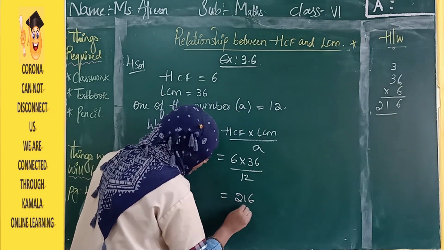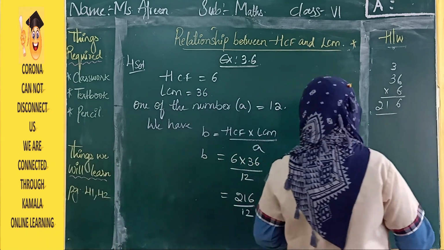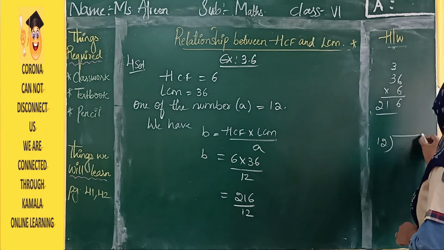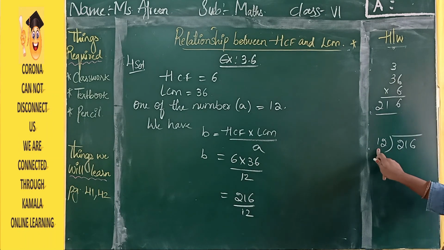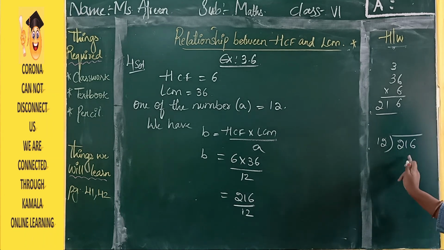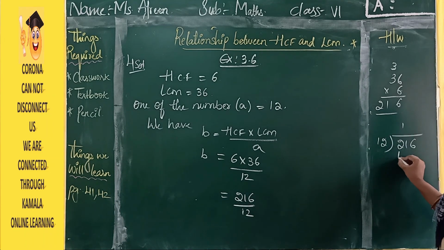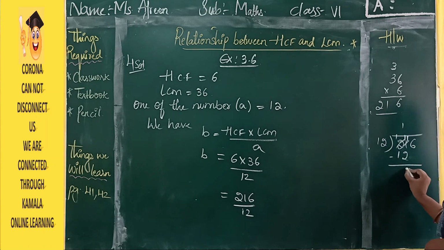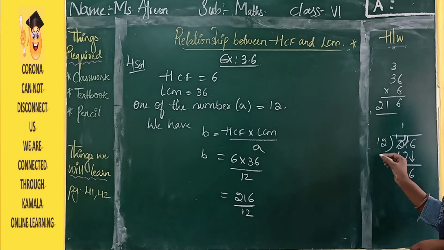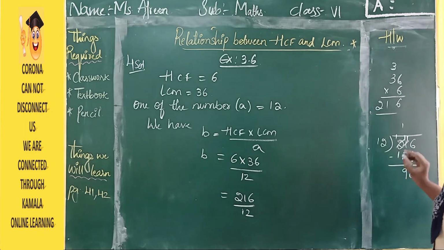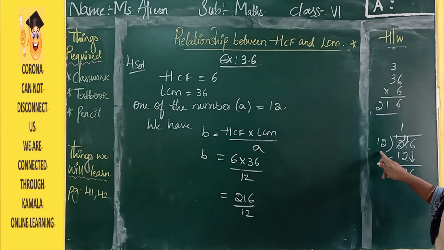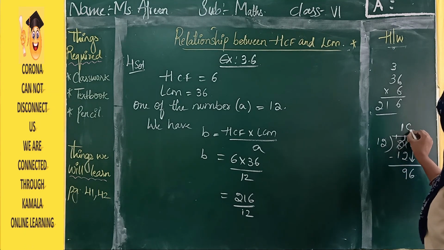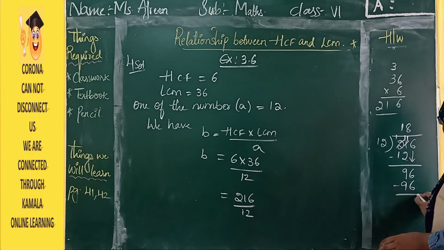So let us divide this by 12. In the 12 table, 12 2s are 24. When we are dividing with a 2 digit number, if we take 21, 12 2s are 24, so let us take 12 1s, which is 12. 21 minus 12: we cannot subtract 2 from 1, so if we borrow, this is 11. 11 minus 2 is 9. 1 minus 1 is 0. Carry down the 6: 12 8s are 96. 96 minus 96 is 0.